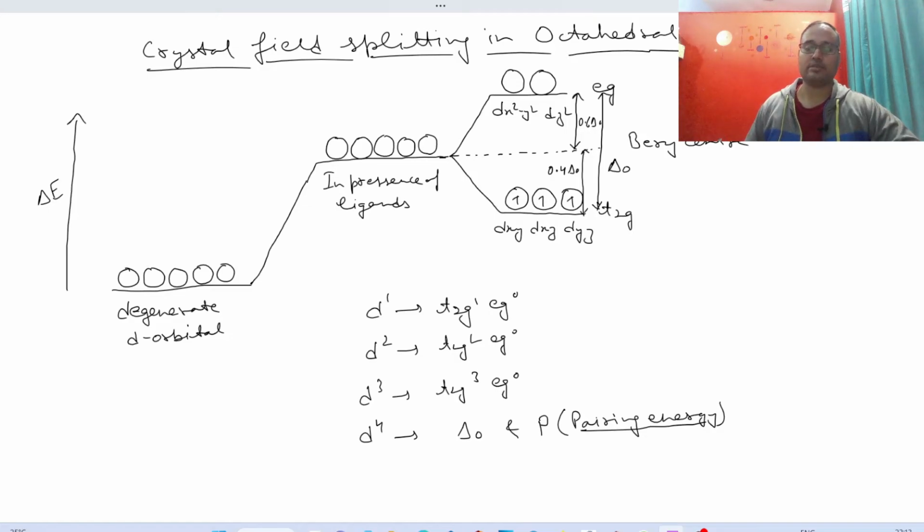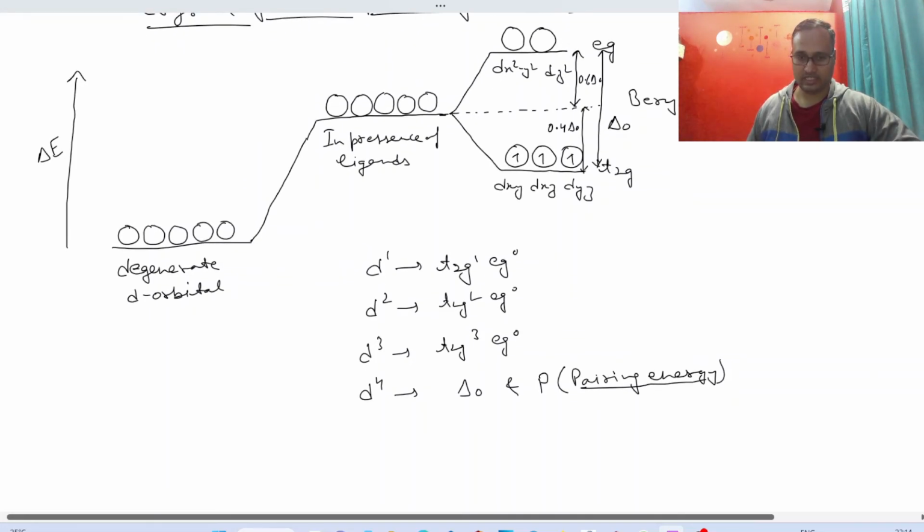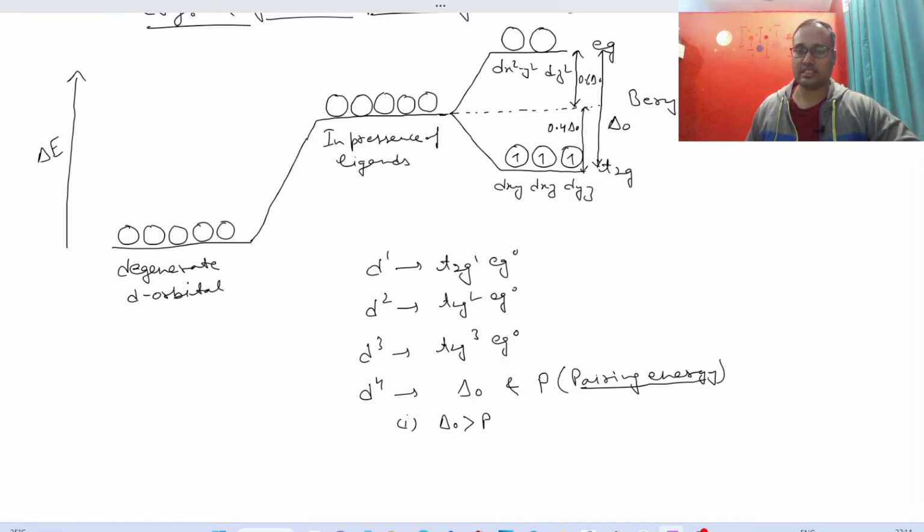Now what is this pairing energy? Actually, the electrons already present in these orbitals are going to repel the incoming electron. So it has to utilize some amount of energy in order to pair up in the orbital already occupied by an electron. That we call the pairing energy. So in this case we have to take two cases. Case number 1: Δ0 is greater than the pairing energy.